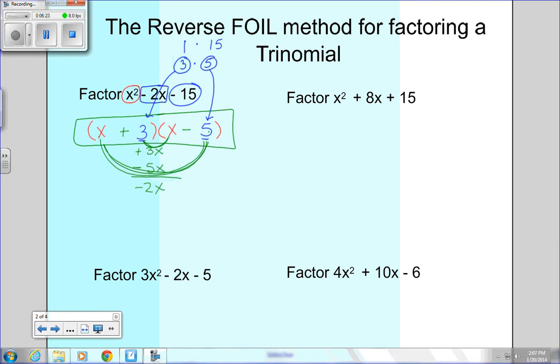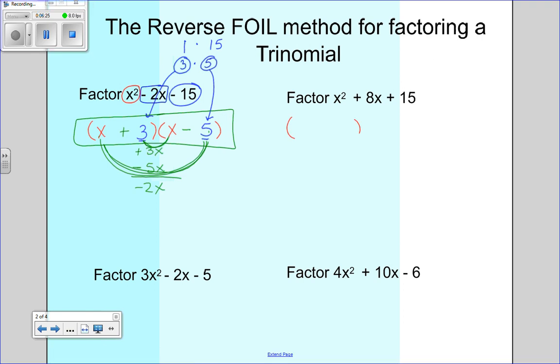Okay, we're going to factor x squared plus 8x plus 15. So I set up my parentheses, and x times x is x squared. And then 1 times 15 is a way to get 15, or the 3 times 5. Well, once again, we're going to use 3 times 5, but this time they need to add up to 8x. So we have our 3x, and we have our 5x.